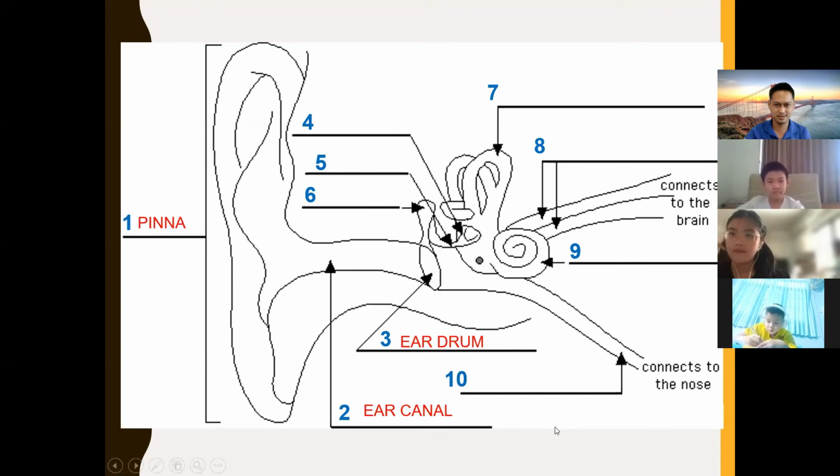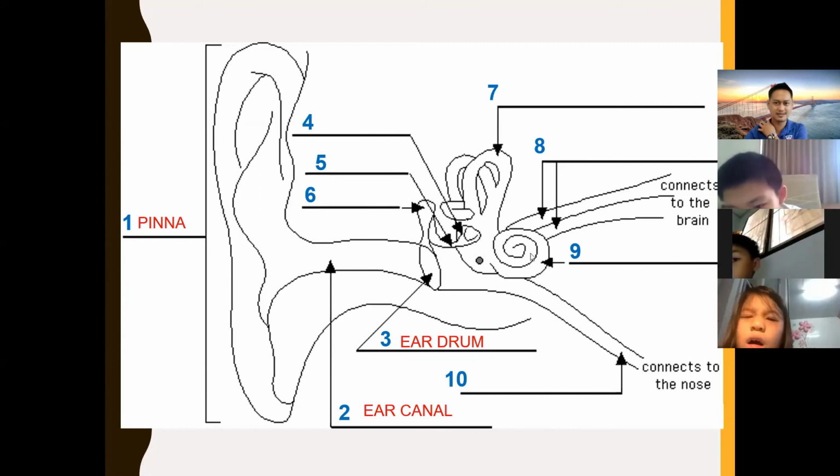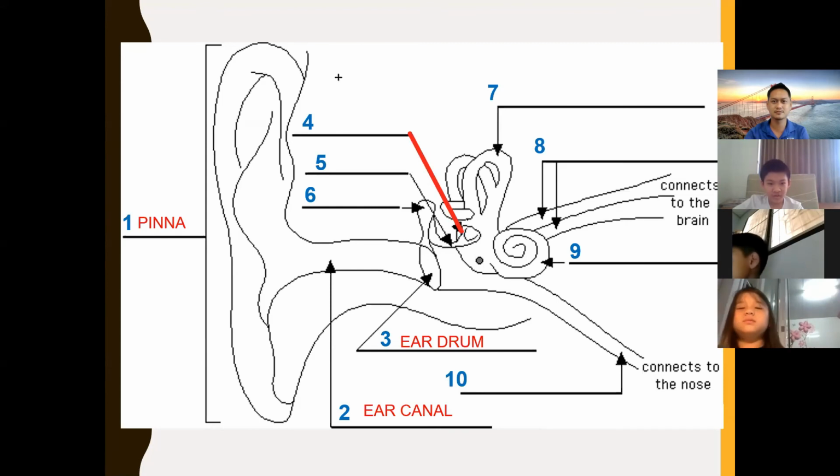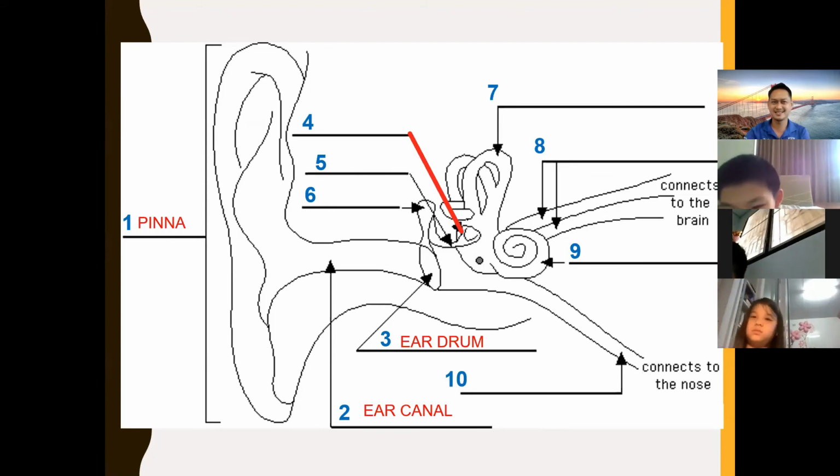Number four. Look at the arrow. I'll draw a line. So number four is this part. Okay, it starts with the letter S. Stirrup. Very good. Stirrup. How about number five?